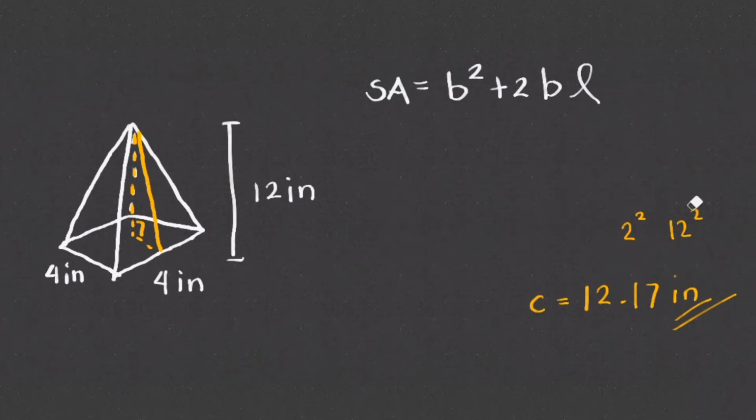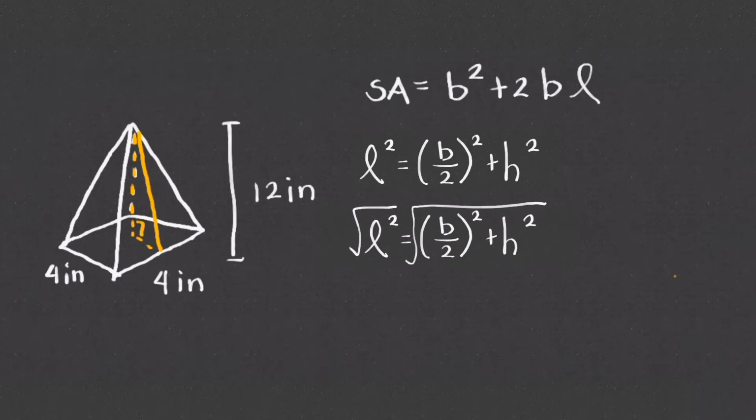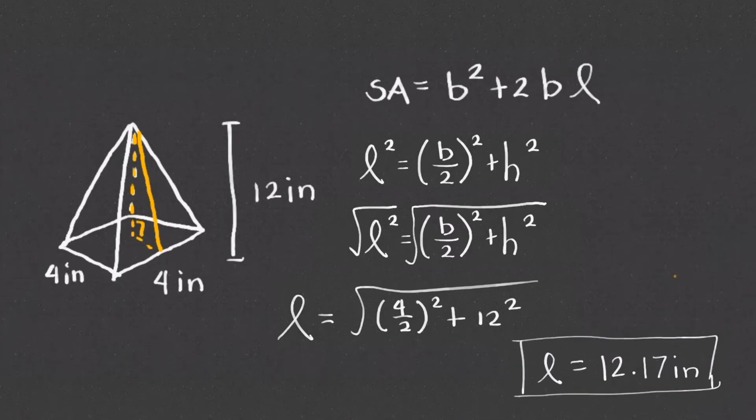We also have another method to solve for the slant height, which I think is much easier. The alternative is slant height squared is equal to base over 2 squared plus height squared. And we'll do the same. We'll take the square root to find the value of the slant height. Therefore, slant height is equal to the square root of 4 over 2 squared plus 12 squared. So the answer is still the same, 12.17 inches.